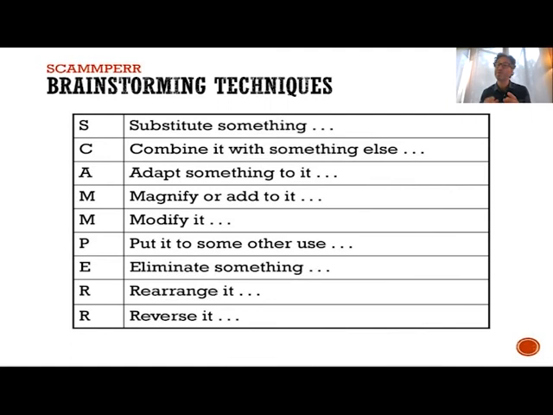Rearrange it. Can we take the order of what we're doing and sort of mix it up, so maybe the end is the beginning and the beginning is the end, and vice versa? And how would that work? So we want to always be asking lots of questions during brainstorming techniques. Reverse it. How would it work going backwards? So when we are approaching a challenge, you want to always just keep this in the back of your mind and go through them as a list. This is how you can maximize your ideas and get the best out of it.